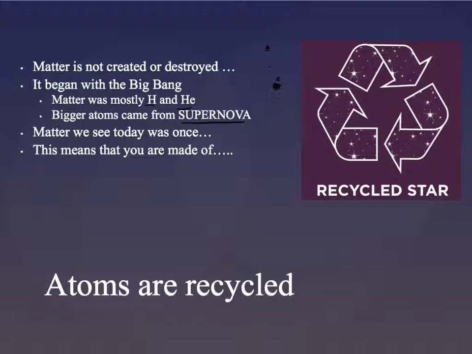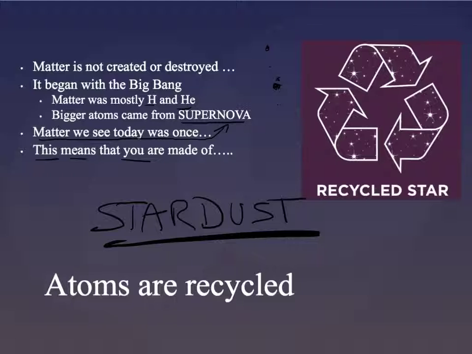Now, when this explosion happens, these small particles end up collapsing together at such a high force that they stick together, making bigger atoms. So the matter that we see today was once part of a supernova. Now take a look at your hand. This means that you are really made out of stardust. Everything that we see around us is made from recycled stardust.